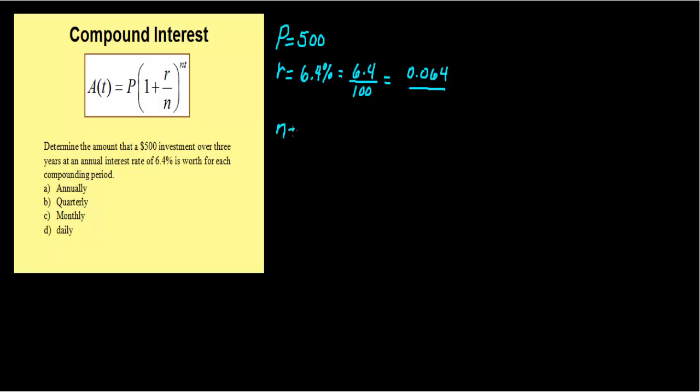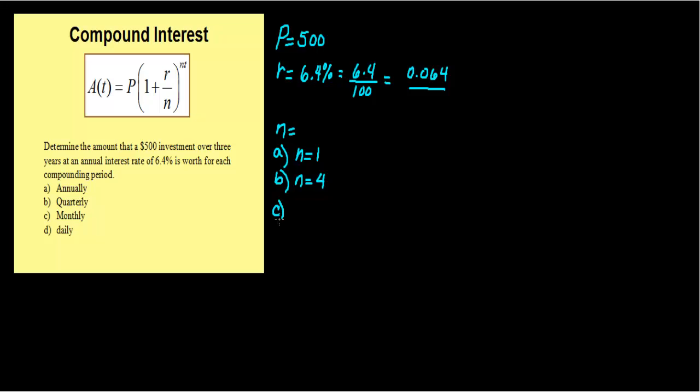N is the amount of periods that we're compounding in a year. So what does that mean? For letter A, since we're compounding annually, that means I'm only going to compound once during that year. So N will be 1. For letter B, I'm compounding quarterly. Quarterly means 4 times a year I will compound the interest. So N will be 4.